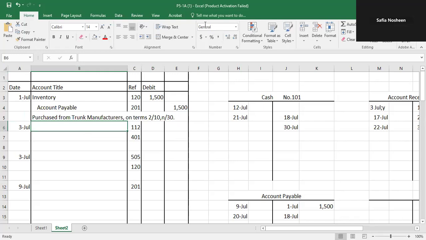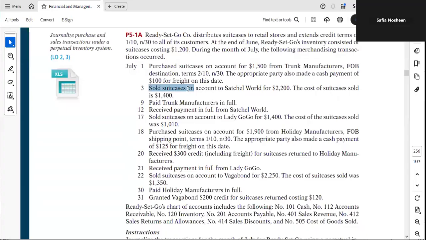So the next transaction is going to happen on the 3rd of July. That is the sale of merchandise, the suitcases, to the Satchel World. Our terms will be the same, 1/10, net 30. And this is the sale price, whereas the cost of the suitcases sold is 1400.